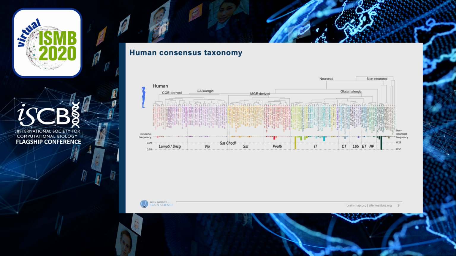And because our SmartSeq data was layer dissected and integrated, we can actually paint the layer metadata onto our taxonomy as well and see which cortical layers these different cell types reside in.